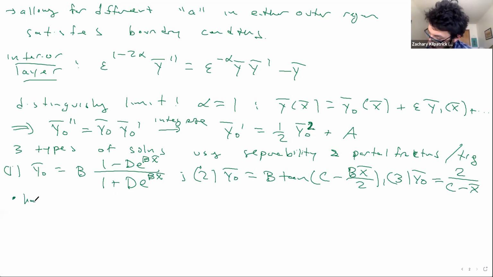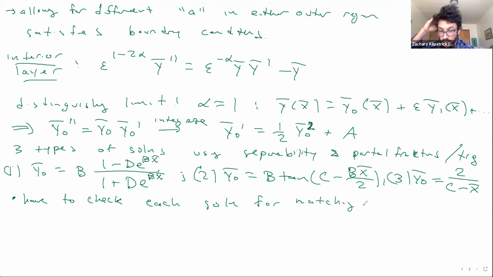And essentially we have to check each solution for matching, okay? And only one of them is going to work, because if I take the limit of this as x bar goes to 0, I can only get back 0 in this case. So that excludes 3, okay?